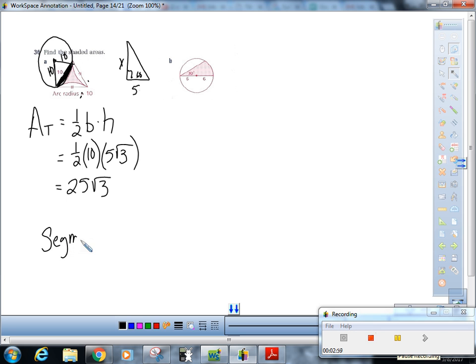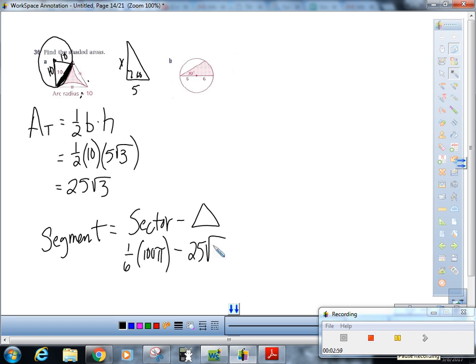A segment is equal to the sector minus the triangle. The sector is equal to 1/6, so that's 60 divided by 360 times pi r squared, so times 100 pi. And the triangle is equal to 25 radical 3, and so that's going to be our segment area. Pause and calculate. Okay, so what you get for one segment is 9.0586.